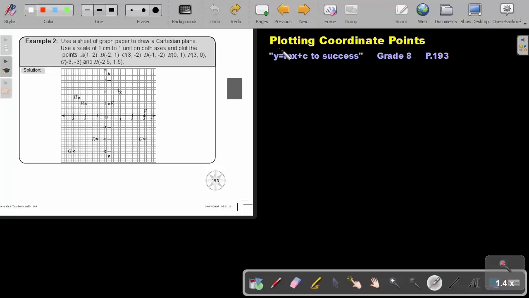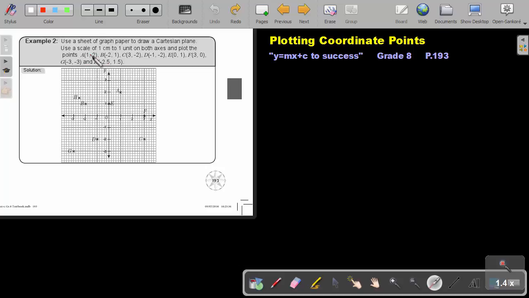Part 2. Plotting coordinate points. You will find this on page 193 in the Namibian Mathematics Grade 8 textbook, y equals mx plus c to success. Use a sheet of graph paper to draw a Cartesian plane. Use a scale of 1 centimeter to 1 unit on both axes and plot the points A, B, C, D, E, F, G and H.